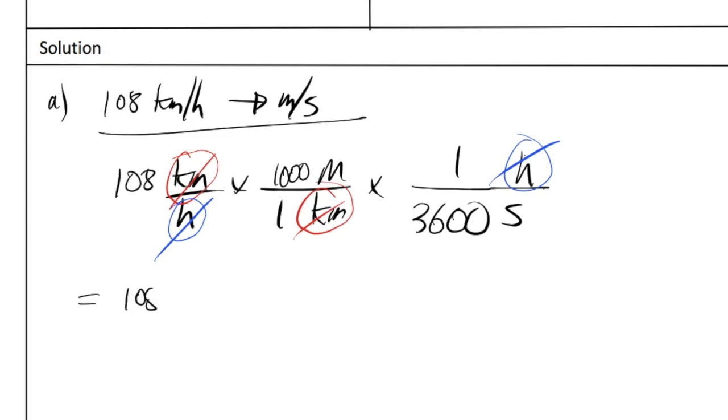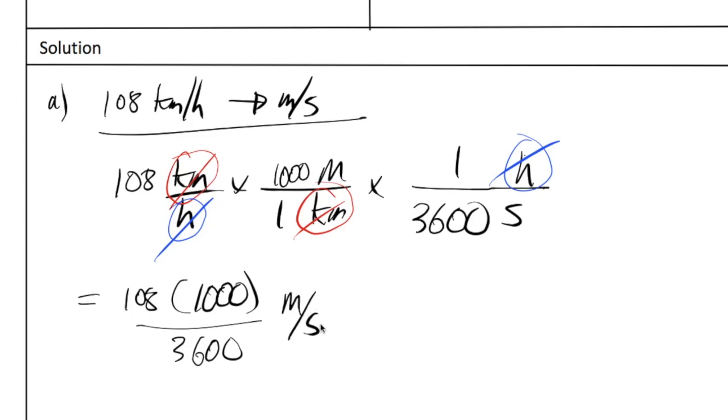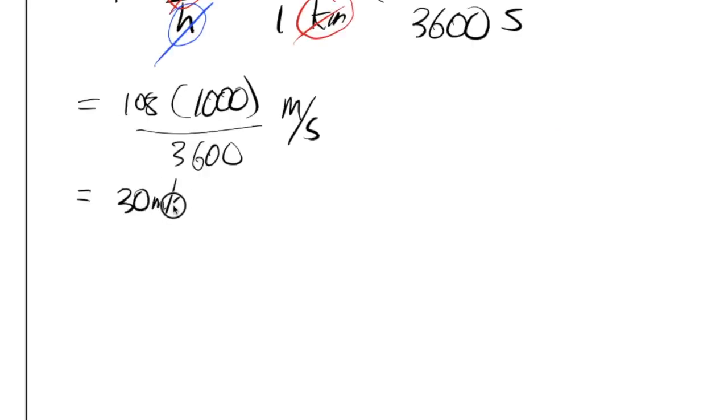So we're left with 108 times 1,000 divided by 3,600, and the units will be meters per second. And that works out to 30 meters per second. But there's a problem. And this would actually not be an acceptable solution. And here's the reason why. 108 has 3 sig figs. The way I have it written here, the 30 meters per second, it only looks like there's 1 sig fig. So it must be 30.0 meters per second. So that's it. That's the simple conversion.